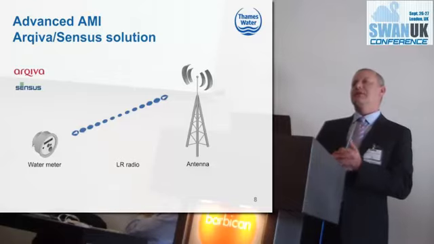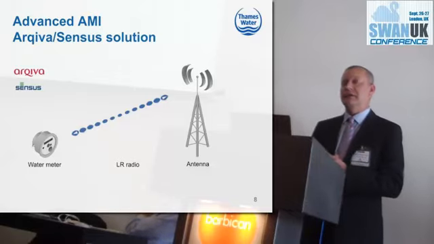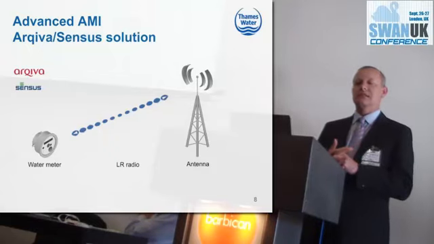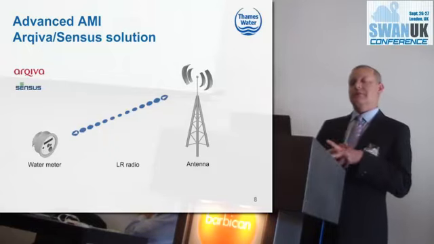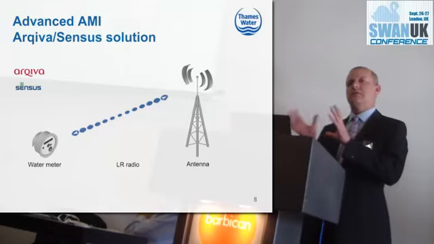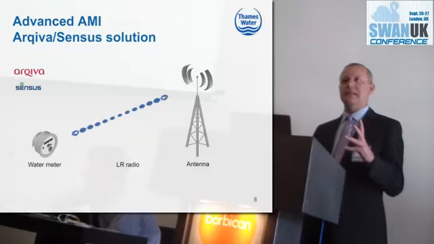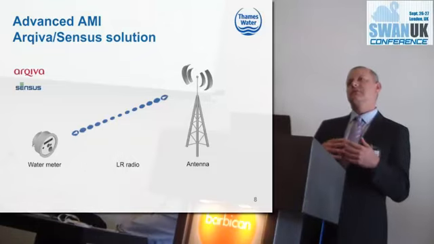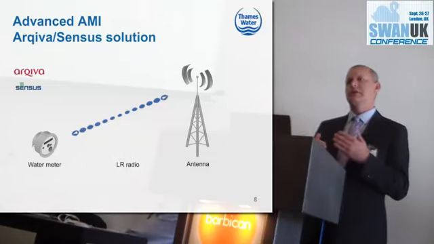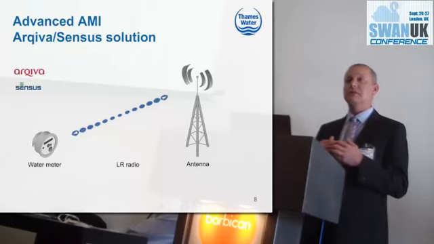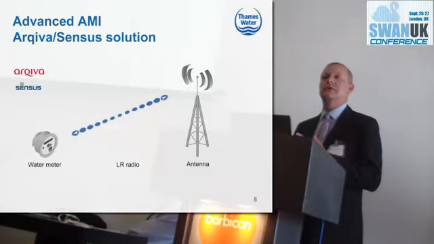Now what we call advanced AMI is the system by Arqiva and Sensus, where the meter doesn't need to communicate to a repeater or a concentrator. It communicates directly to an antenna using a long-range radio, so using a lower frequency for transmission. This system is the first in the UK to be used.